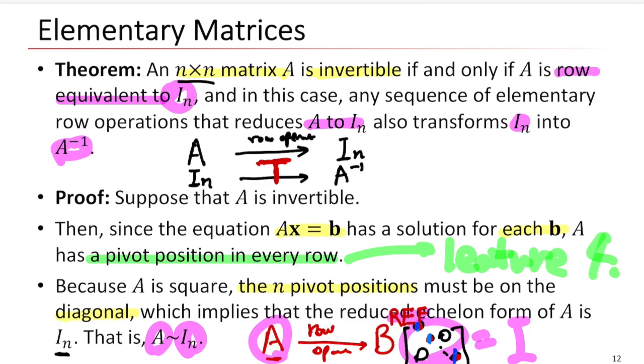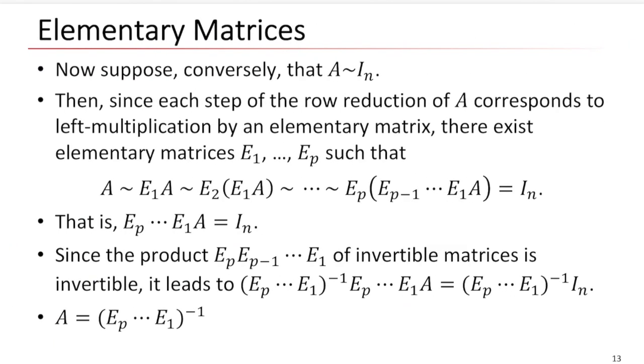Okay. Then from the A matrix, we derive the identity matrix. Then let's suppose conversely some arbitrary matrix A is converted to the identity matrix. Then each step of the row reduction of the matrix A corresponds to left multiplication by an elementary matrix.